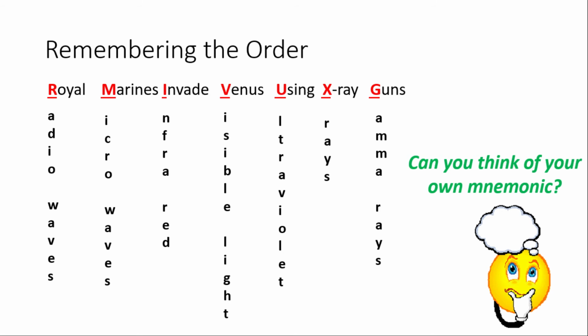Royal, R stands for radio waves. Marines, M stands for microwaves. Invade, I stands for infrared. Venus, V stands for visible light. Using, U stands for ultraviolet. X-ray stands for X-rays. And G stands for gamma rays.